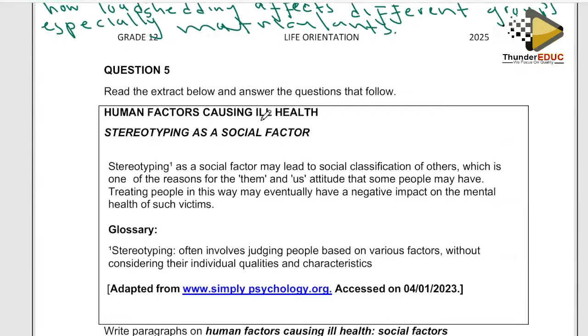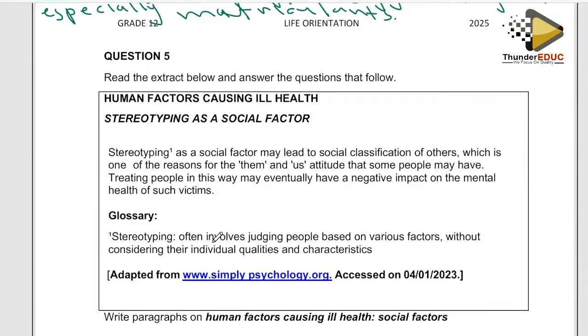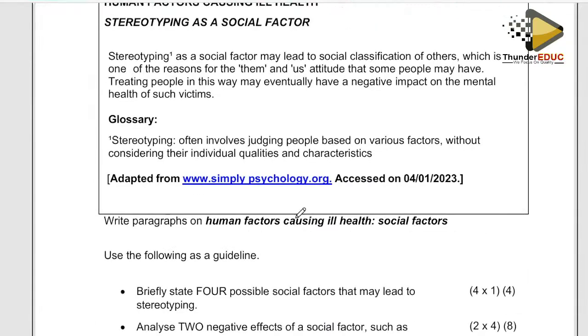Human factors causing ill health. Stereotyping as a social factor. Stereotyping as a social factor may lead to social classification of others, which is one of the reasons for the them and us attitude that some people may have. Treating people in this way may eventually have negative impact on mental health of such victims. Stereotyping often involves judging people based on various factors without considering their individual qualities and characteristics. Adapted from simplypsychology.org. Write paragraphs on human factors causing ill health, social factors.